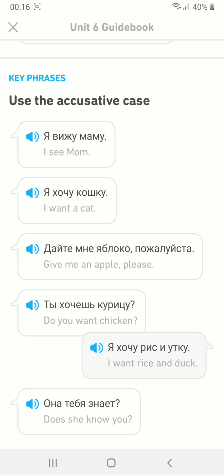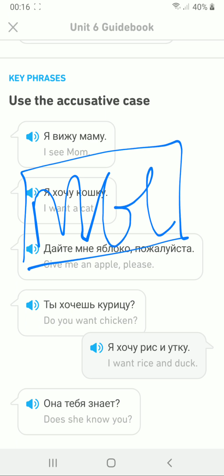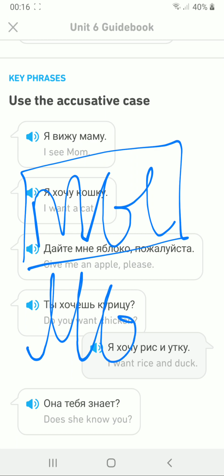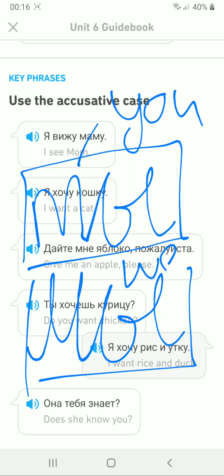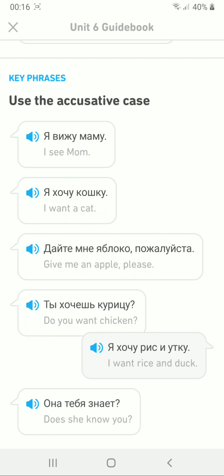Ты хочешь курицу? So, do you want chicken? So T, we know what is T. Let me write T in cursive. So T, this is T. It's not me. Me would be with an M like this. This is you, second singular person. This is we. See the big difference. So ты хочешь, you want.